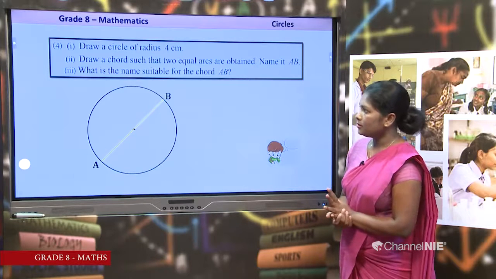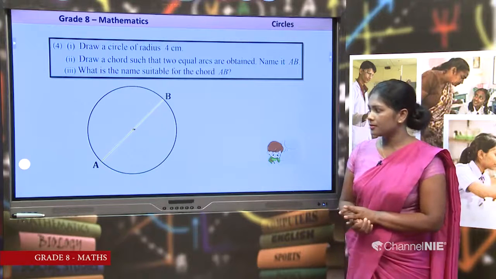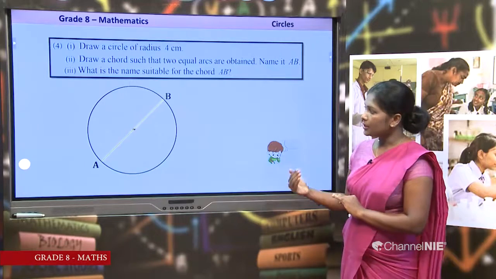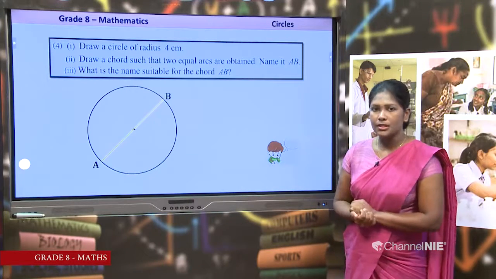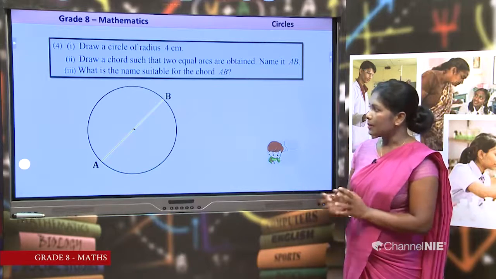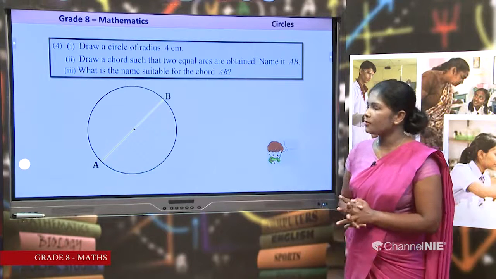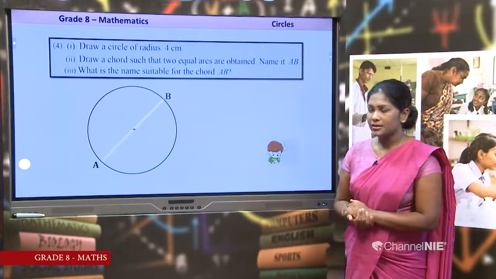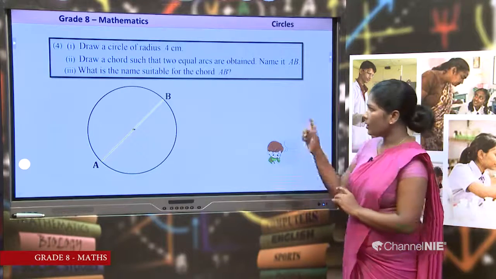Okay, then the third one. What is the name suitable for the chord AB? This circle is separated into two equal parts by this AB diameter. So, what is the name suitable for the chord AB? That means diameter. This chord is a diameter. Okay, children.